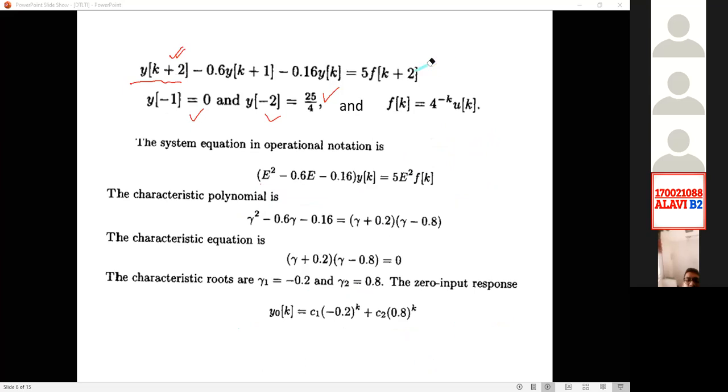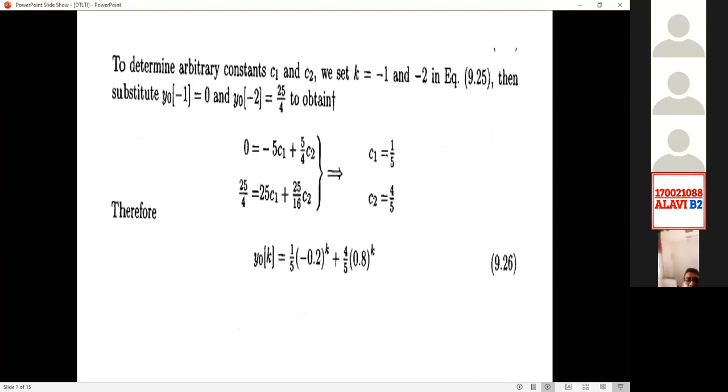How did you identify? The value is between 0 to 1. The value of our characteristic root is between 0 to 1. Very good. So for a real system, this must be the case. Now this same thing has been illustrated here by putting in initial values. C1 is obtained as 1 divided by 5, C2 equal to 4 by 5. Then this is the solution.